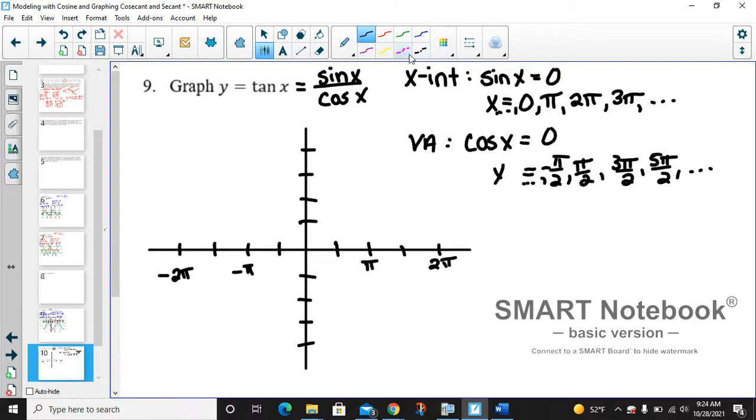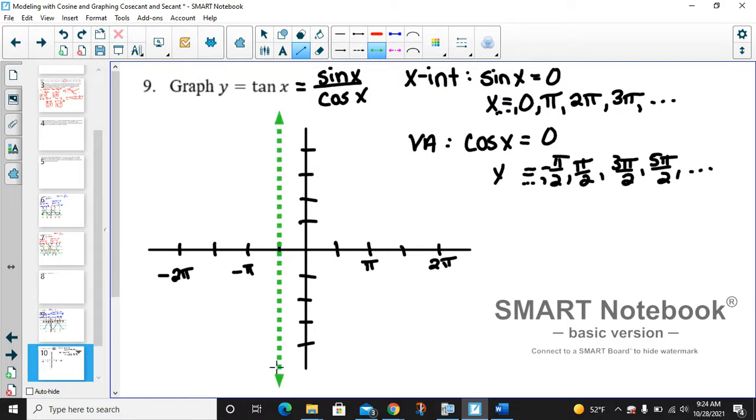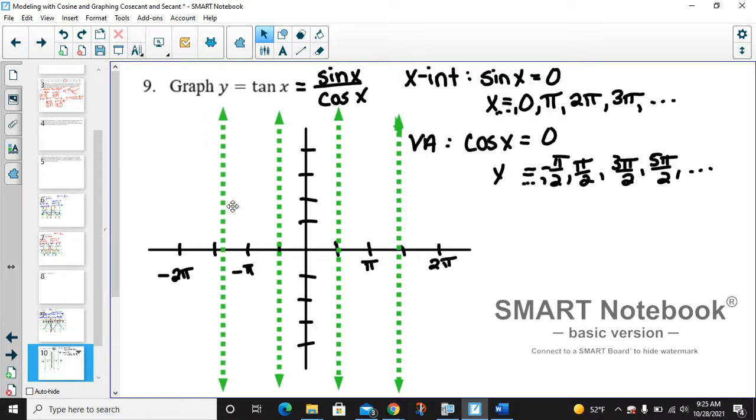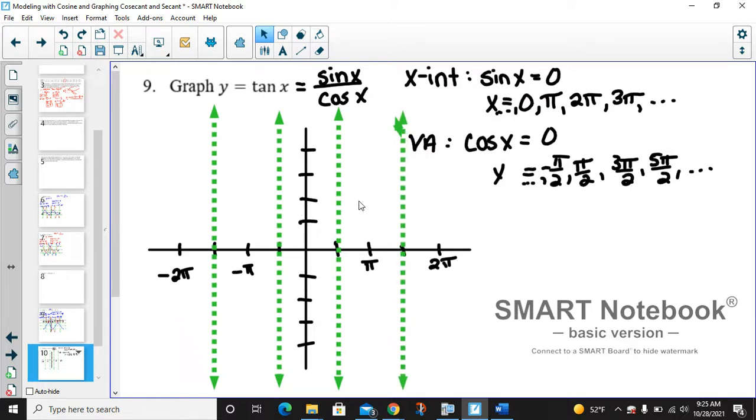So vertical asymptotes, of course, we can represent with dotted lines, right? So at negative pi over 2 and pi over 2 and 3 pi over 2. Oops, that one's off a little bit. And negative 3 pi over 2. So now we'll just fix these. Come on. There we go. And of course, we have x-intercepts at 0, pi, 2 pi.